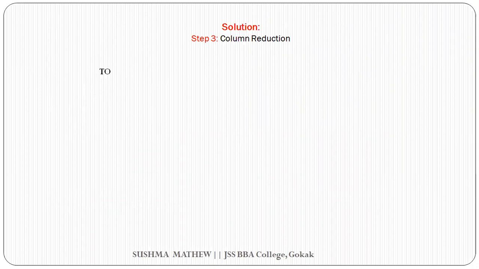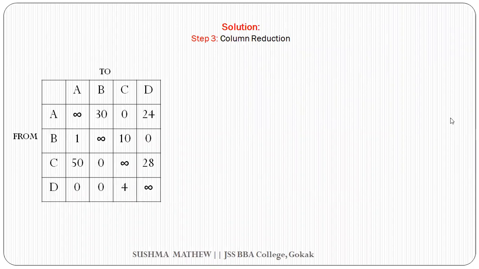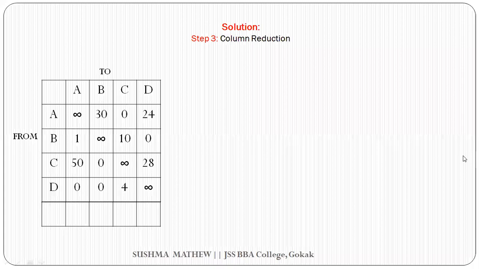So when we say column reduction, obviously we have to look into columns. In the previous step, we were trying to look into rows. Now we have to look into columns. From the reduced matrix we have got, we have to identify a minimum element including 0. Now in the first column, infinity, 1, 50, 0. Now Amit or Parvez can tell me, out of these, 1, 50 and 0, which is the minimum element or smallest element? 0.